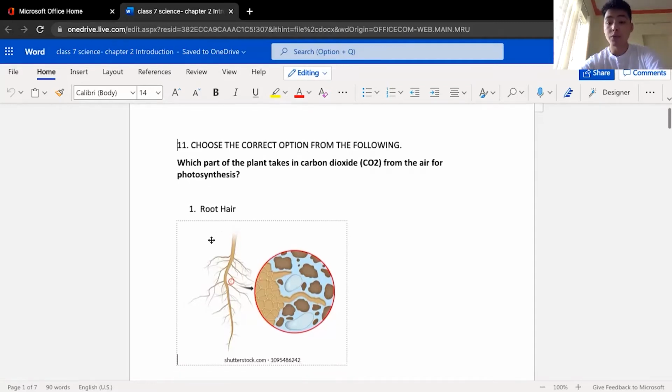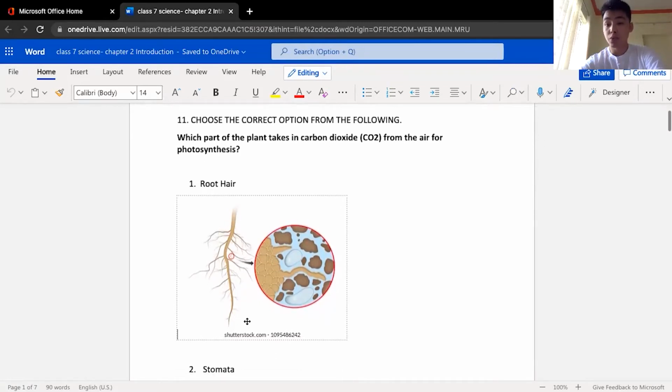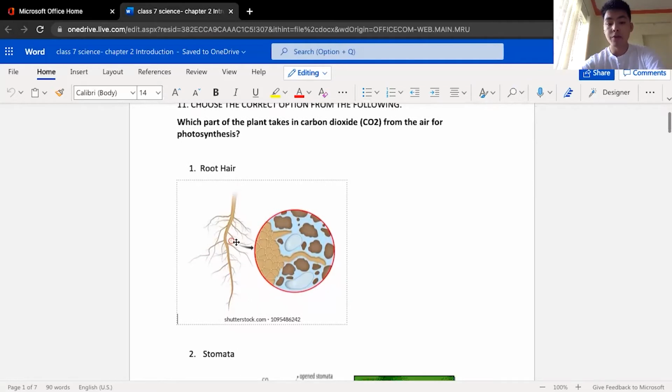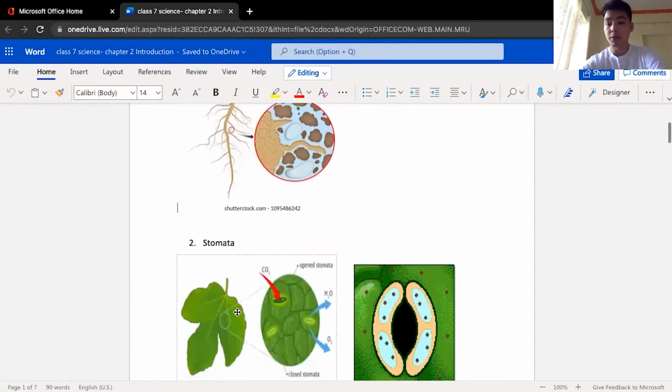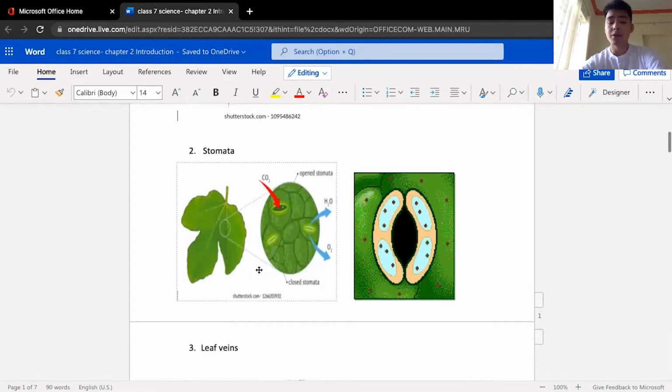So option one is root hair. This is a typical root. The root hair refers to this tiny hair, magnified here as a larger portion. Root hair does not take in carbon dioxide from the air. The answer is stomata.